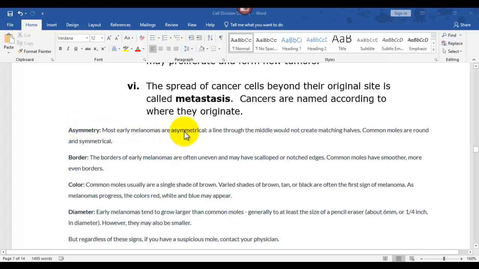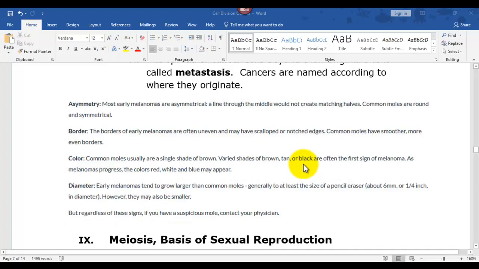Asymmetry is where you look for dark spots on skin that are all uneven and not necessarily curved together. The border, it says here, can be uneven, scalloped, or have notched edges. The color, you have to be careful with moles or dark spots on skin. Those are melanomas. The diameter, it says, can grow larger than moles. So just some things to look at. But cancer is basically cells dividing out of control.